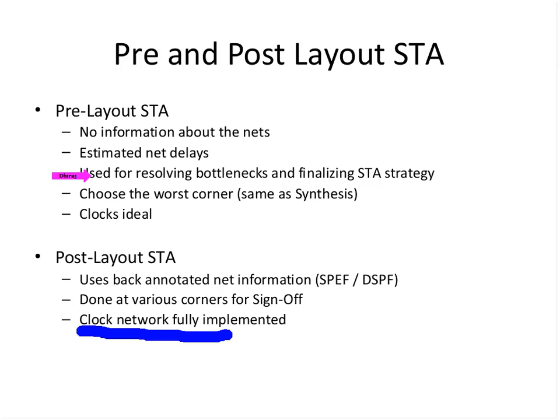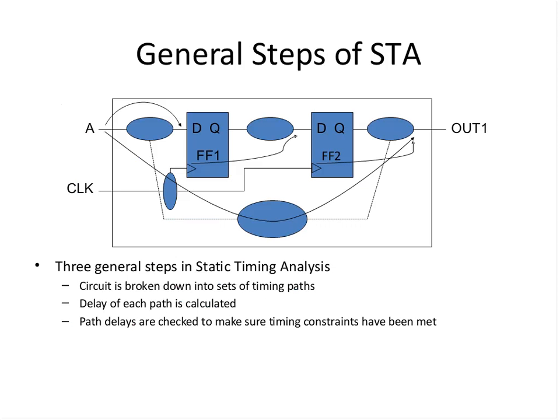We'll see what. Now, what are the steps of doing STA? I mean, what does the tool actually do? Once you feed in the design and the parasitic information, based on whether it's pre layout or post layout, if it's pre layout or wire load model, the tool will do three steps. It will first break down the circuit into a set of timing paths. We saw what timing paths are in synthesis, and we'll review them in STA. For each path, delay is calculated, and these path delays are checked to make sure the timing constraints have been met.